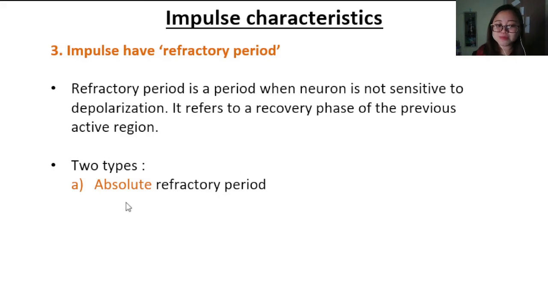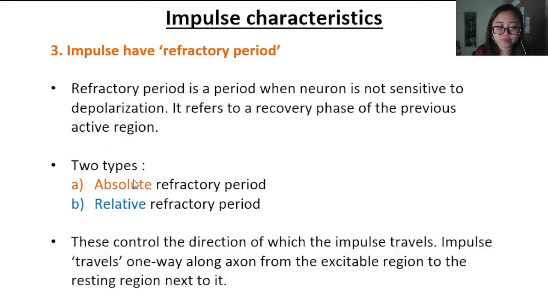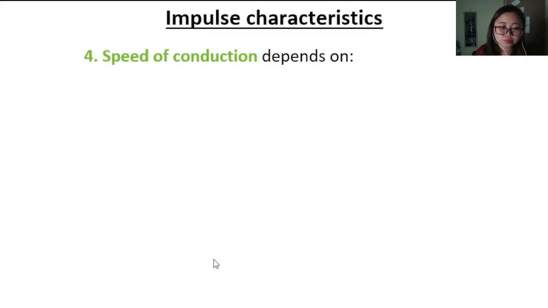So there are two types of refractory period. The first type is absolute refractory period. The second type is a relative refractory period. These refractory periods control the direction in which the impulse travels. Impulse will travel one way along the axon from the excitable region to the resting region next to it. Oh, sorry, there is actually more than three characteristics for impulse. The fourth characteristic for impulse is that the speed of conduction of impulse depends on a few factors.